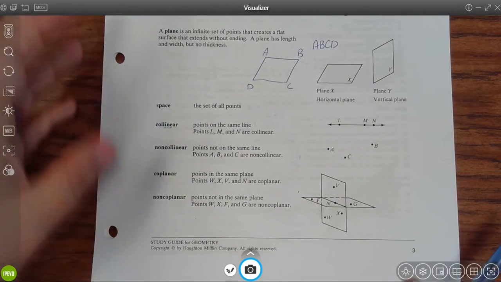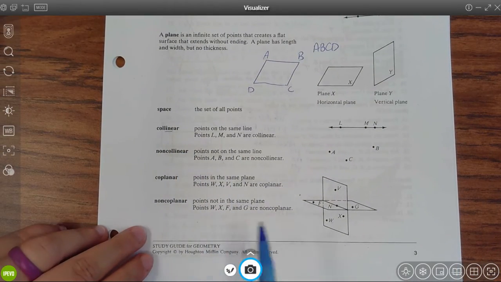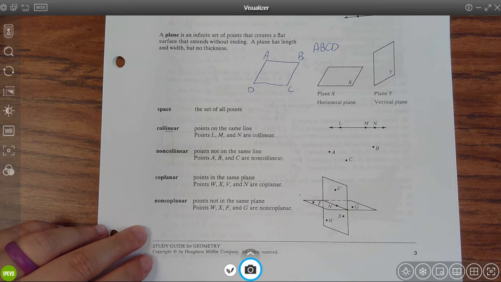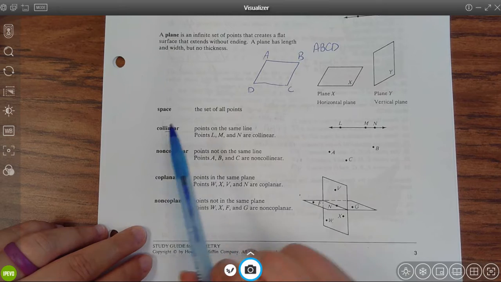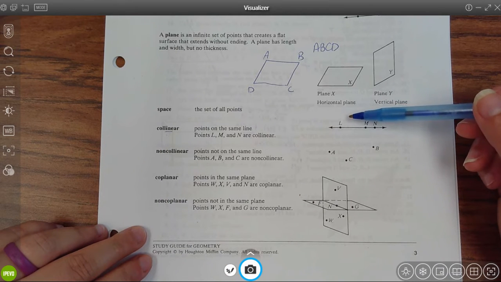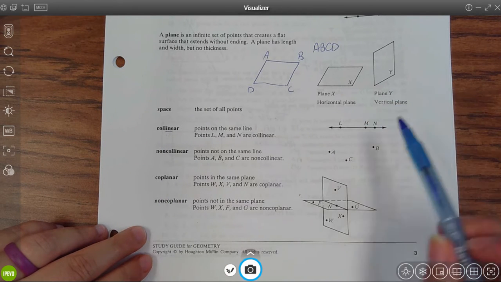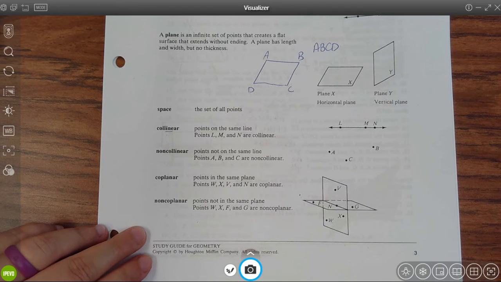Some more vocabulary at the bottom. Space is a set of all points. Think 3-dimensionally. If you had a room, any space in that room, any point in that room is a part of space. Collinear refers to points that are located on the same line. And you can see the word line is right there in collinear to help you remember it. Points L, M, and N are collinear because you can draw one straight line through them.